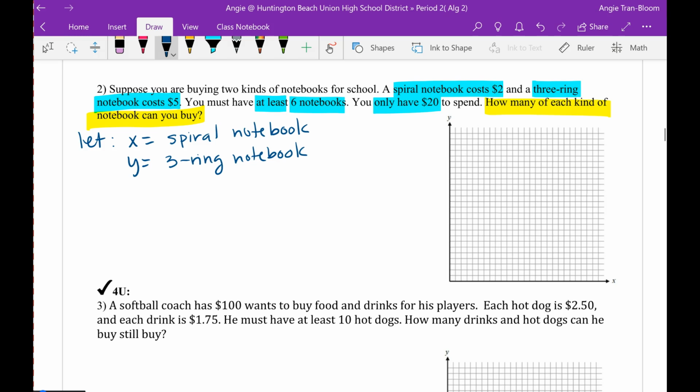You have $20 to spend. Can you spend more than that? No. Can you spend exactly $20? Yeah. Can you spend less than that? Yeah. Sure. So what symbol are we going to use? Less than or equal to $20. Okay. Now this is where the left-hand side. What do you put on the left-hand side? 2x. X is a spiral notebook, so that costs $2, plus 5y. Okay. So the total cannot be over $20. What else are you going to write?